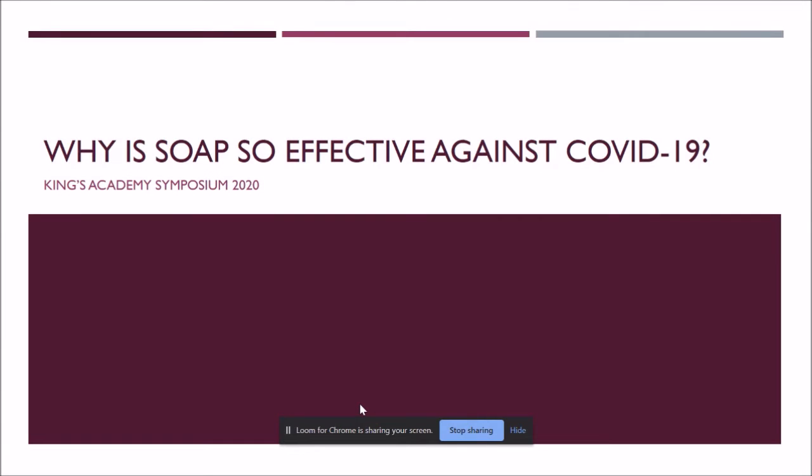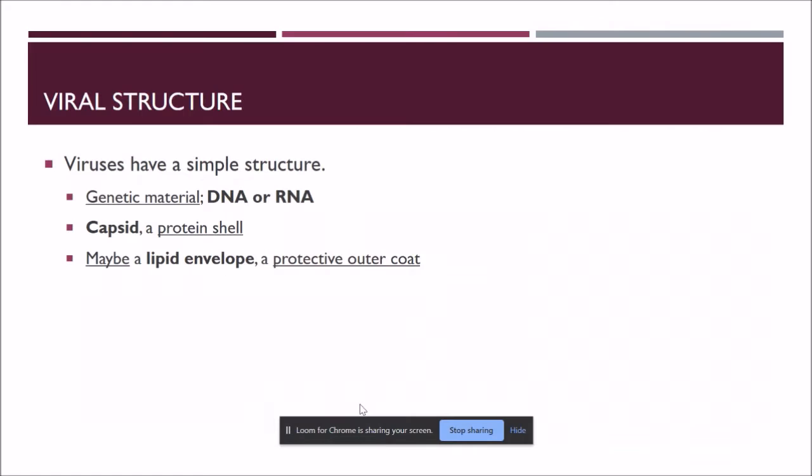My name is Miss Janis, and I will be presenting this workshop on why soap is so effective against COVID-19. So, in order to understand why soap is effective, we first need to understand the structure of COVID-19 and of viruses in general. Viruses are very, very simple structures.